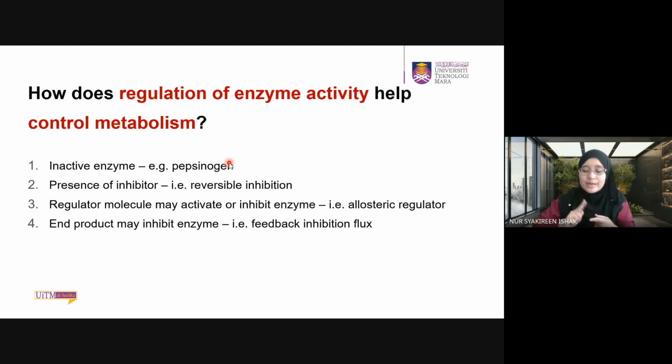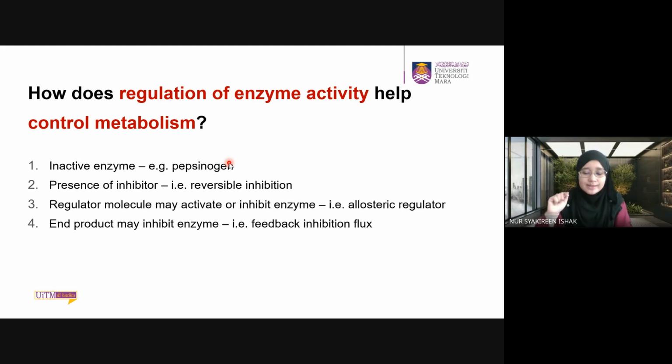Can you see the title? Regulation of enzyme activity. The first example: the environment must be in the right conditions. In this case, the pH has to be the correct pH, the optimum pH. Pepsin has to function in acidic condition. That is one form of regulating the enzyme activity.